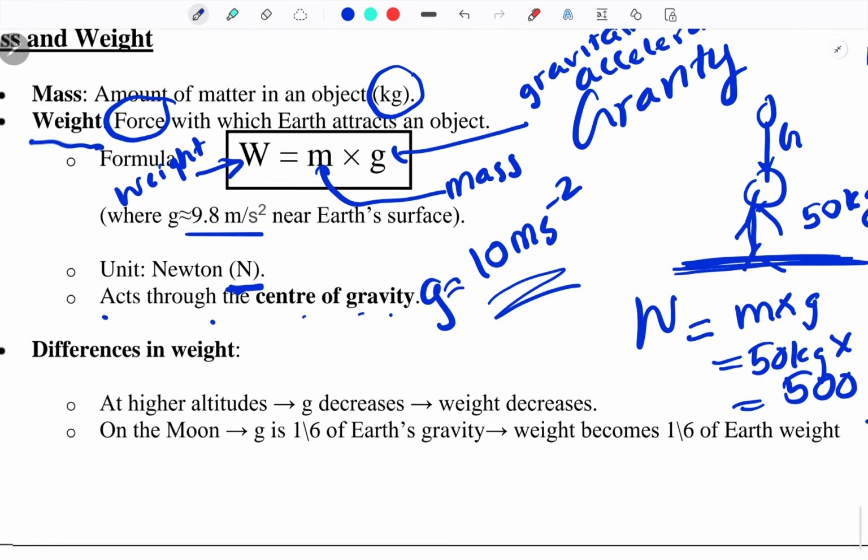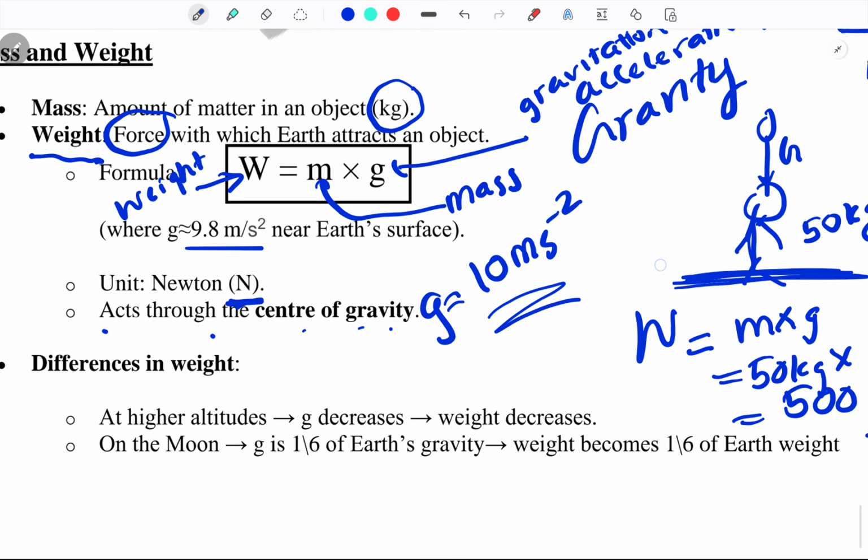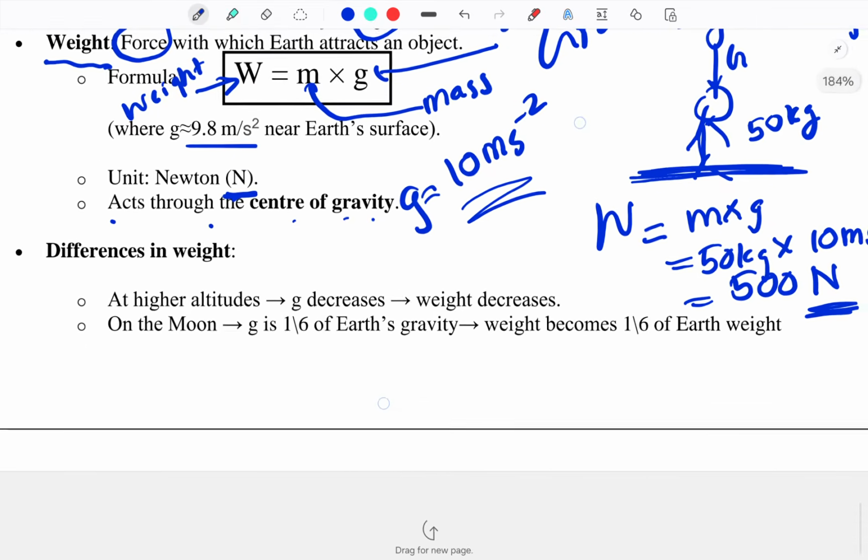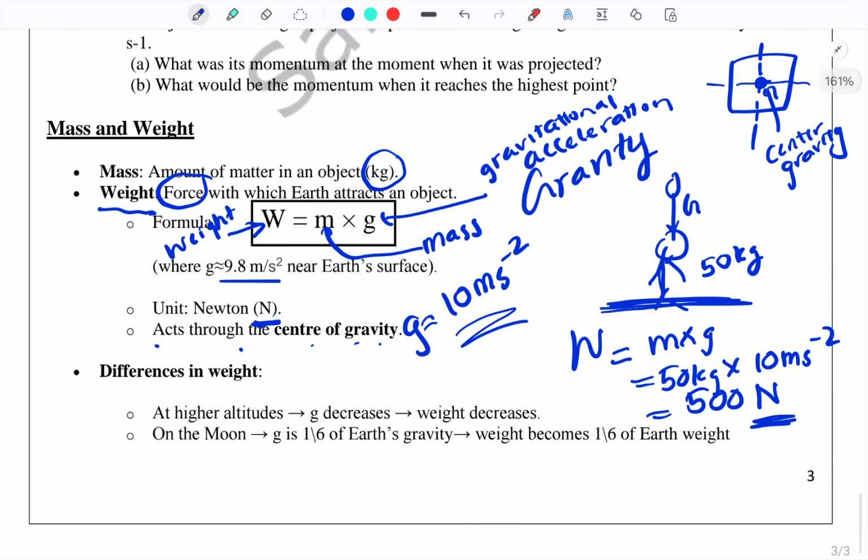Okay, so through the center of gravity the weight is acting. Due to this, the mass is not changing when you are going to any kind of place. Even though you are living on earth, or going to the moon or any other planet, the mass is not changing because the amount of matter is not changing. But the gravitational acceleration is different from planet to planet.